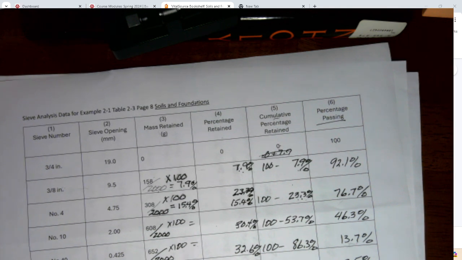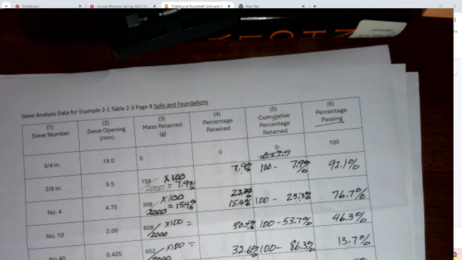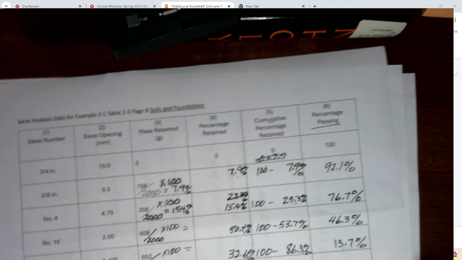We're dealing with A1 through A3 only, through probably A2. There are little subgroups like A2-6, A2-7, and those are calculated with liquid limit and things like that. But that takes care of our percent passing.